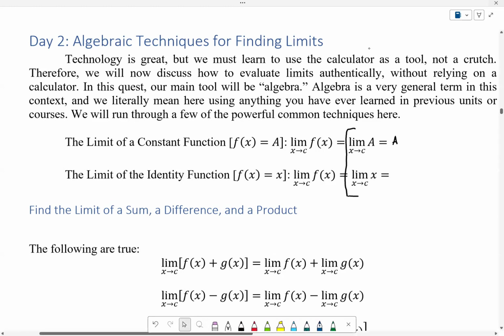The other one, the limit as x approaches c of just the function x. Can you show me what the function x looks like? And just slope of 1, y-intercept is 0. Do you have any idea what that limit would be equal to?